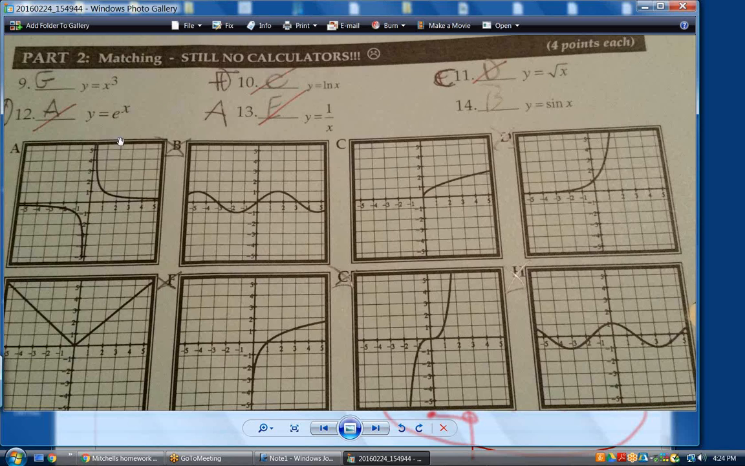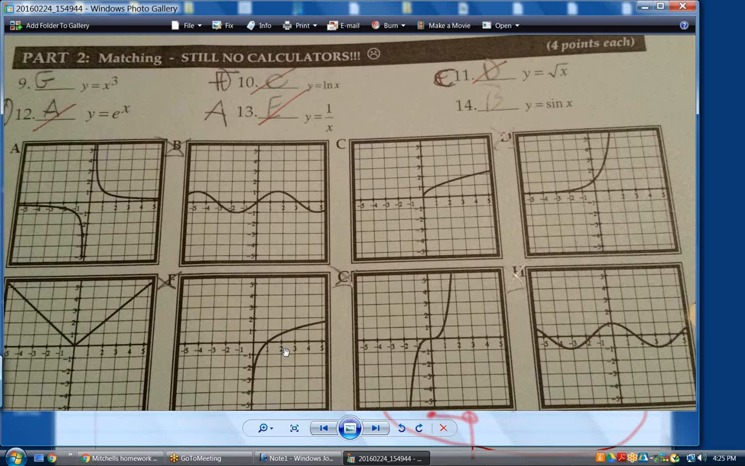I'll go through these really fast. Maybe it'll help. This is hyperbola, y = 1 over x. This is y = sine x. This is y = square root of x. This is y = e to the x. This is y = absolute value of x.